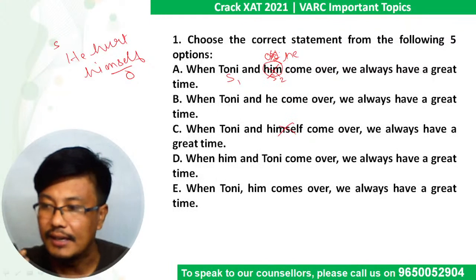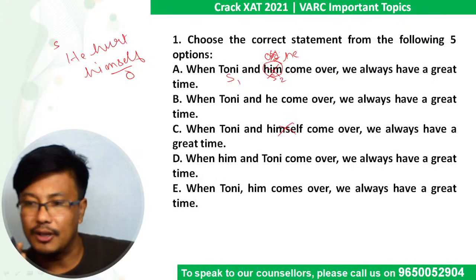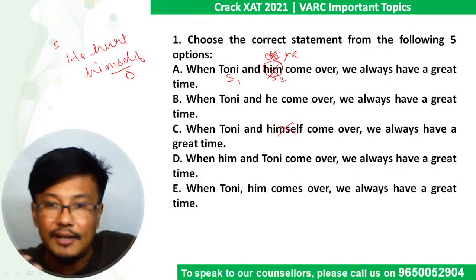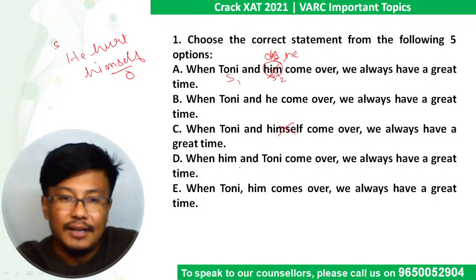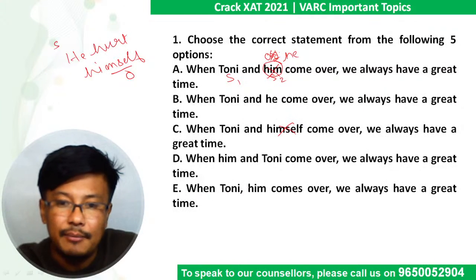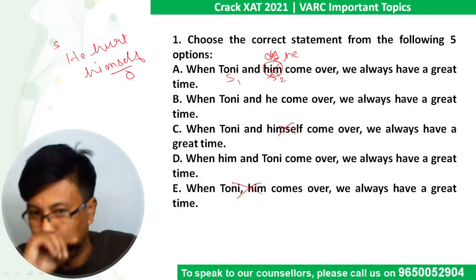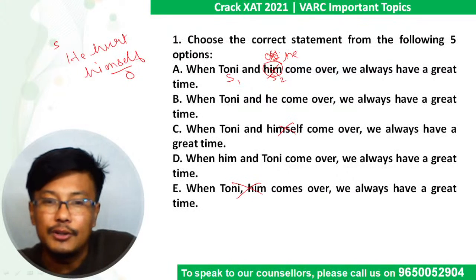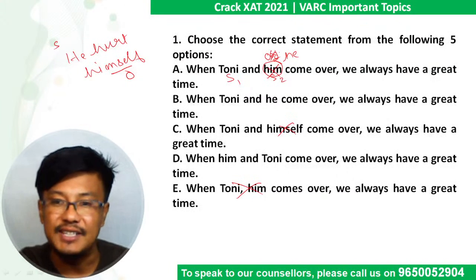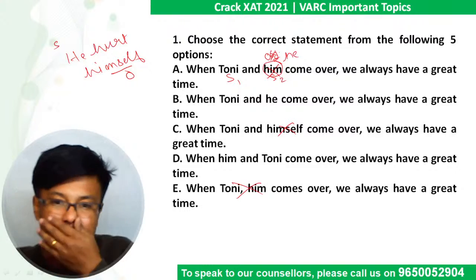So Prakriti has given her answer. What about the others? I have, by the way, helped you eliminate 2 options. Now, clearly E is also wrong. When Tony, him, this is clearly wrong. So E is also clearly wrong. Only two options are left, B and D. So, what should be the best answer?